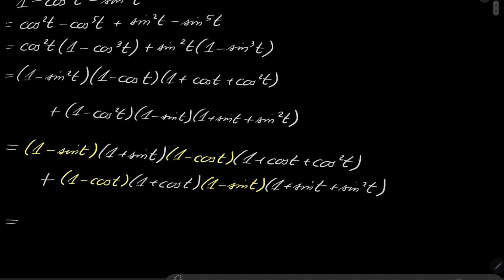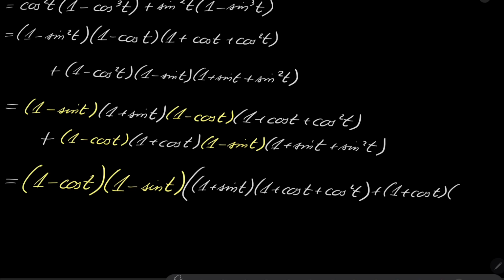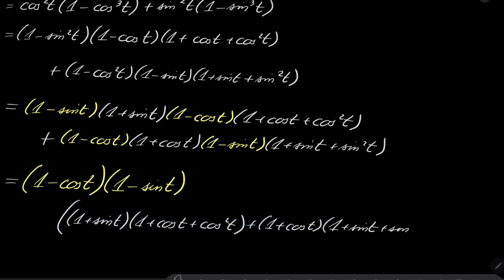Alright, and what I have written in yellow, notice that we have common factors. So we have 1 minus cosine of t, 1 minus sine of t. And what we are left with is 1 plus sine, 1 plus cosine squared, plus 1 plus cosine times 1 plus sine squared.